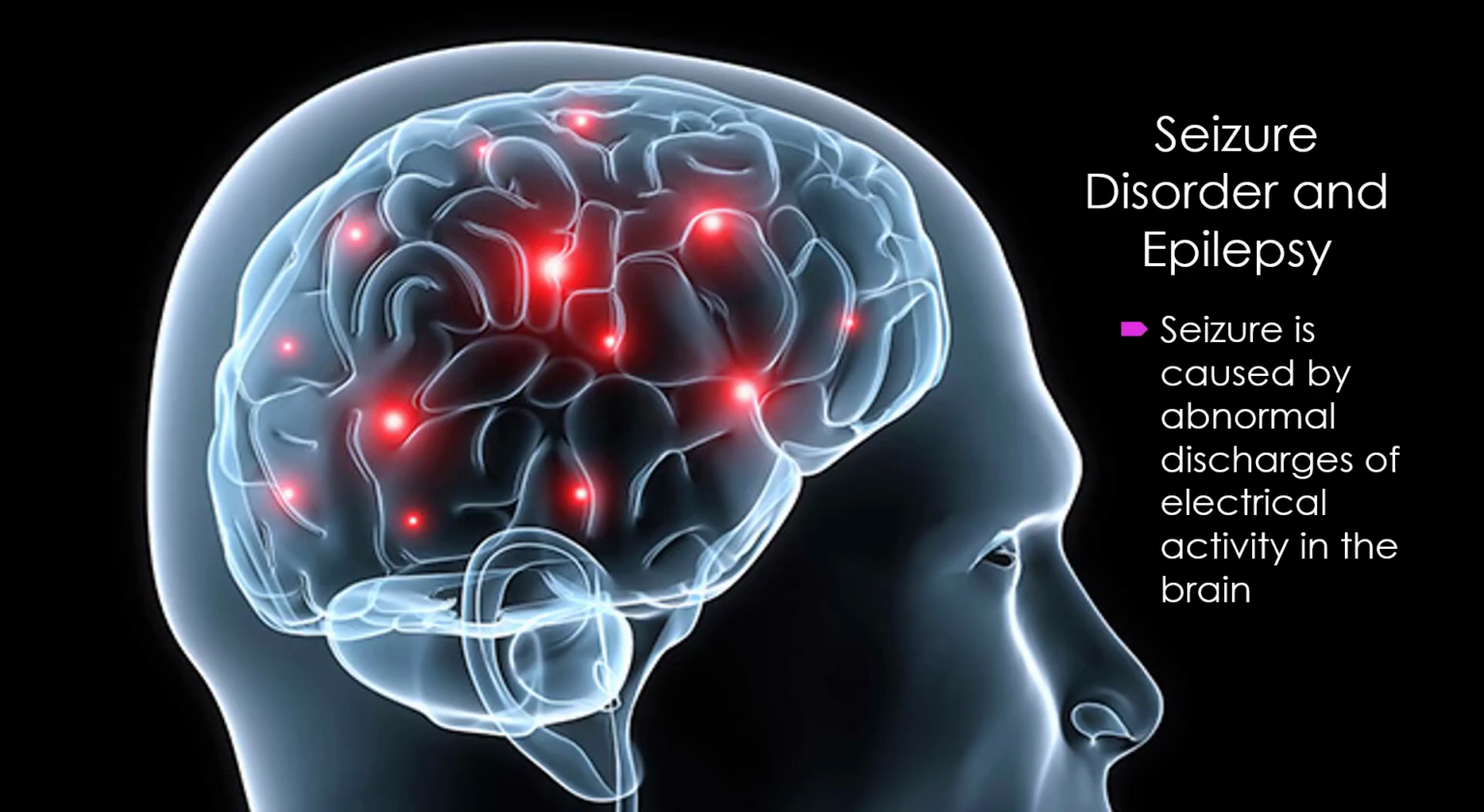Seizure disorder and epilepsy. A seizure is caused by an abnormal discharge of electrical activity in the brain. The outward manifestation of a seizure is altered awareness, involuntary movements, or convulsions. This may occur as a result of brain injury or insult, heat stroke, hypoglycemia, hyponatremia, alcohol consumption, or drug withdrawal.